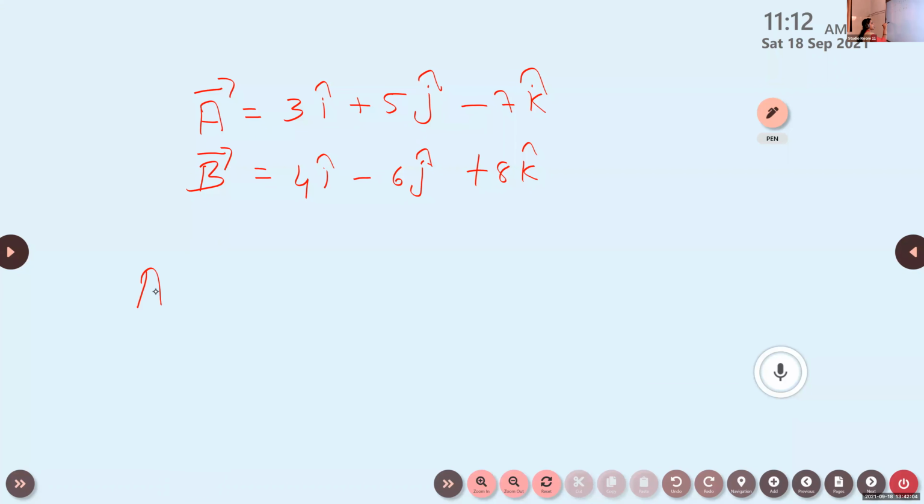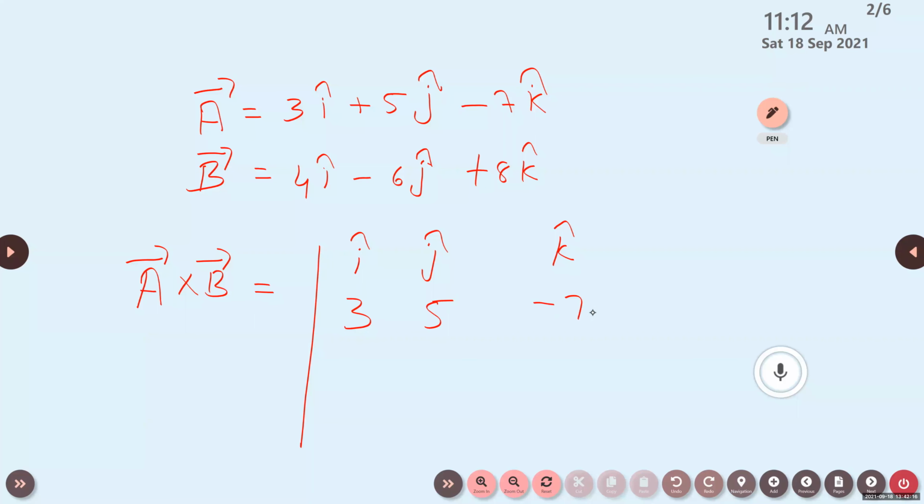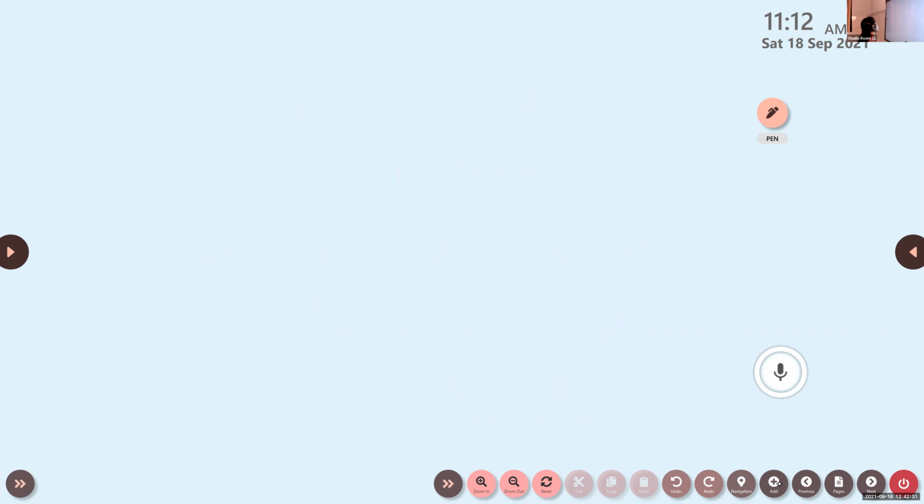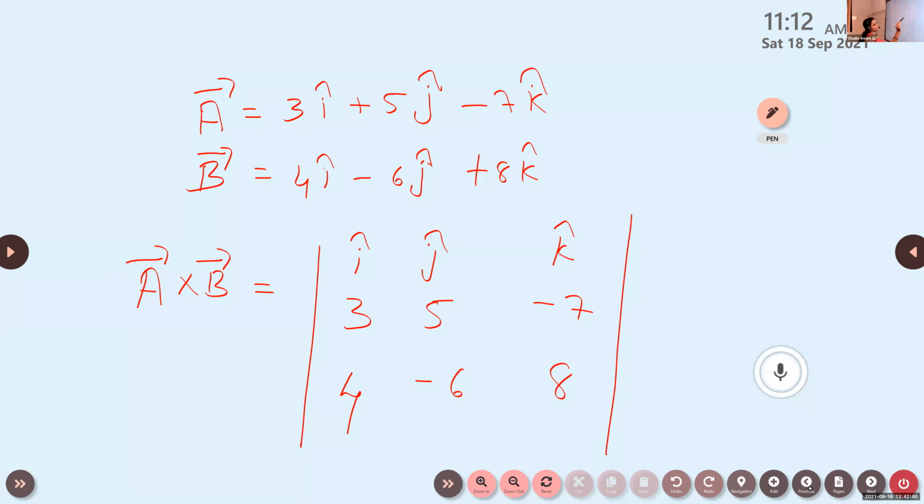So here, vector A cross vector B equals the determinant with rows I cap, J cap, K cap; 3, 5, minus 7; 4, minus 6, 8. Then vector A cross vector B is equal to I into, excluding the first row and first column, 5 into 8, 40, minus 42.